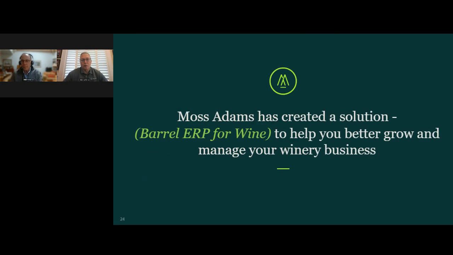So one of the things Moss Adams did is we recognized this in the market. Bill's been in the market for a long time, and really we wanted to solve this problem for our clients. So we created a solution called Barrel ERP for Wine to help clients grow and manage their winery better.